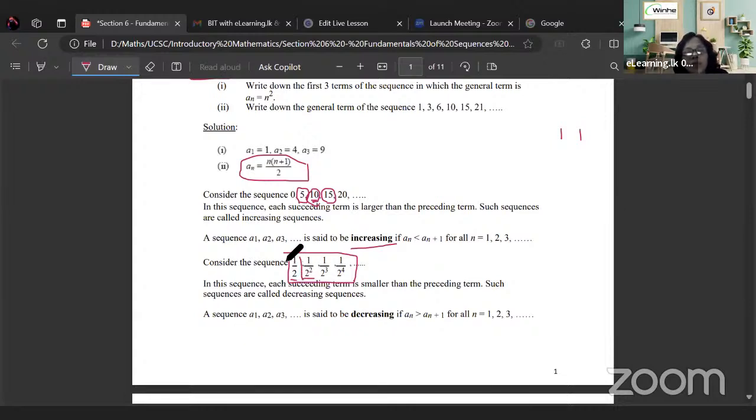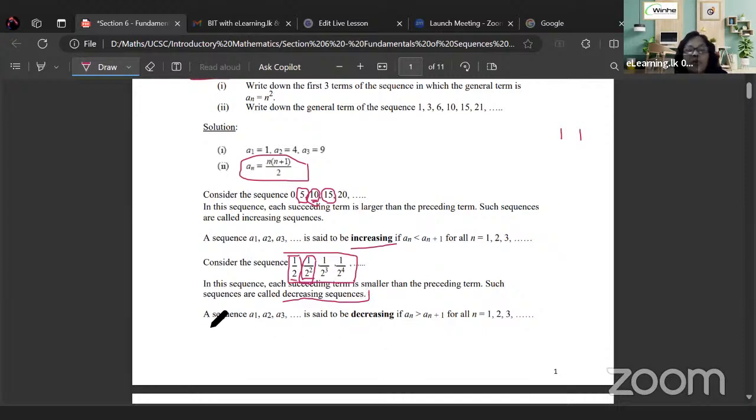1 over 2 is the larger one, 1 over 4 is the quarter. You know, half is larger than the quarter. Therefore, the succeeding term is less than the preceding terms. Therefore, we say this is a decreasing sequence. Succeeding term එක preceding term එකට වඩා less than වෙනවා. We say it is a decreasing sequence.